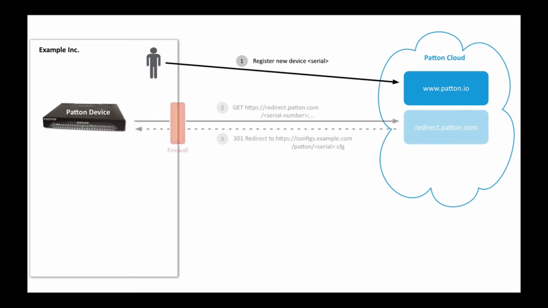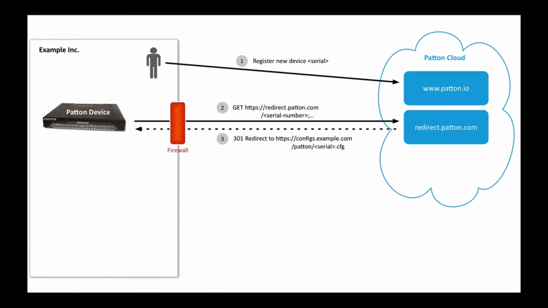Next, when the device is booted up for the first time, it contacts our redirect server at redirect.patton.com with an HTTP GET request. And as you see, it sends the serial number with the request, so the Patton Cloud knows which device is asking for configuration. Patton Cloud then looks up to see which server the customer has specified as the place where the customer stores their configuration files. That part is something the customer has to already have set up.